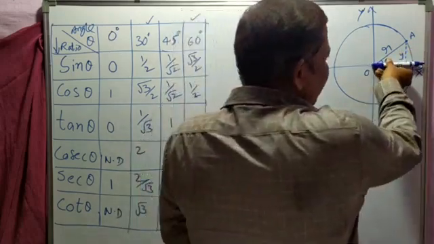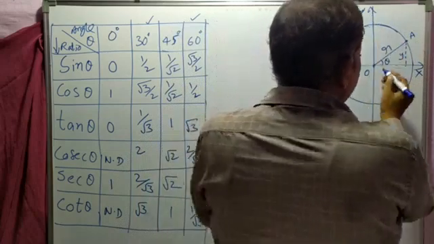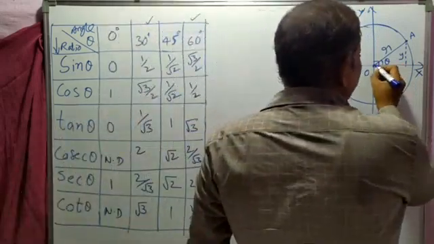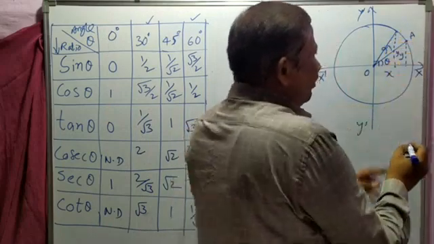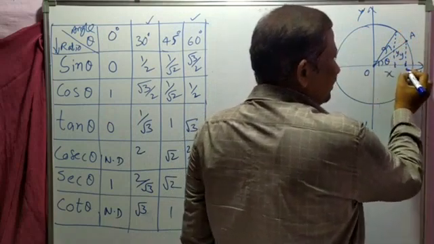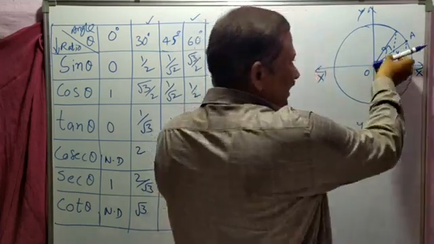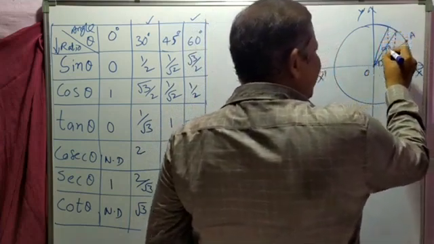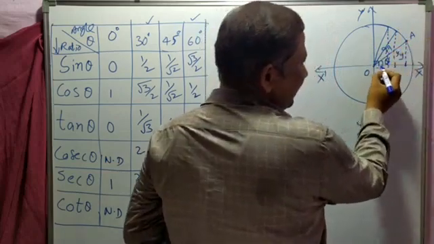When this ray goes and coincides with the positive y-axis, this angle becomes 90 degrees. It gradually moves like this. So what is happening to y? Y is increasing, x is decreasing. X decreases from this point to this point, so the x value gradually decreases when this angle increases. As the angle increases further, the y length further increases and the x value further decreases.